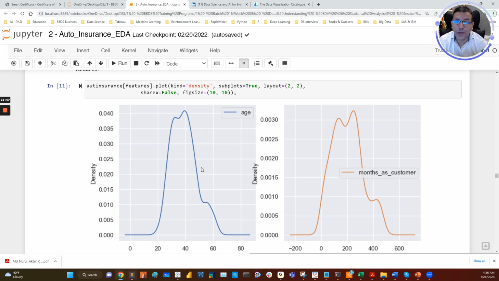So we have to get rid of one of them. And most likely they are highly correlated. Age and month as a customer, they are highly correlated. We can tell just before we go further and discover this. So we can tell that they are highly correlated, and we have to eliminate one of them. Which one? This is something that we are going to learn later.